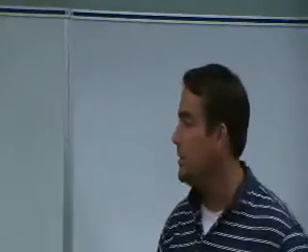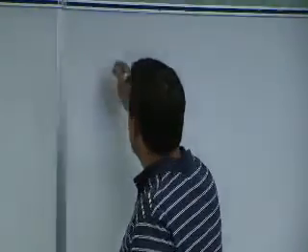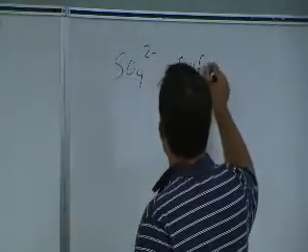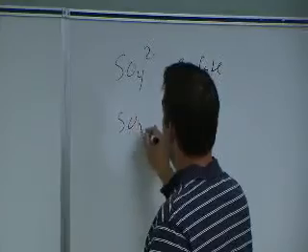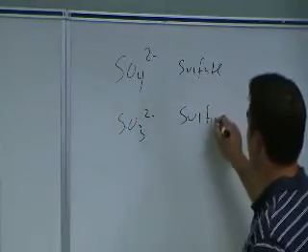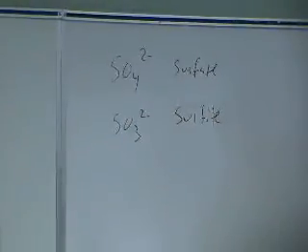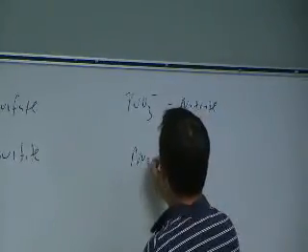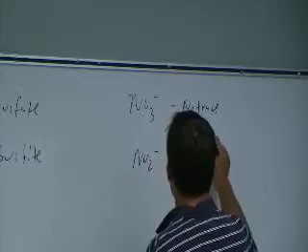Now, let me talk for just a minute about a few tricks, right? Because I have not watched the video. I have no idea what Mary talked about. But here's what we got. An SO4 2 minus is called a sulfate. And an SO3 2 minus is called a sulfite. And an NO3 minus is called a nitrate. And an NO2 minus is called a nitrite.